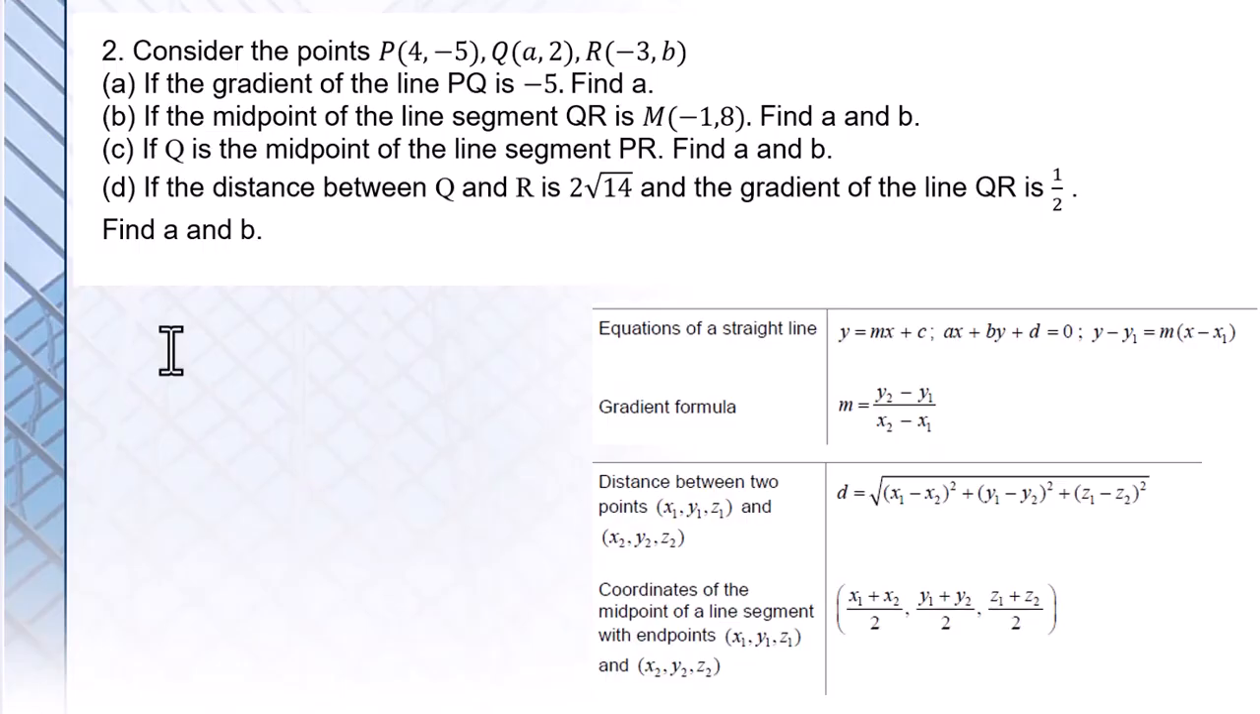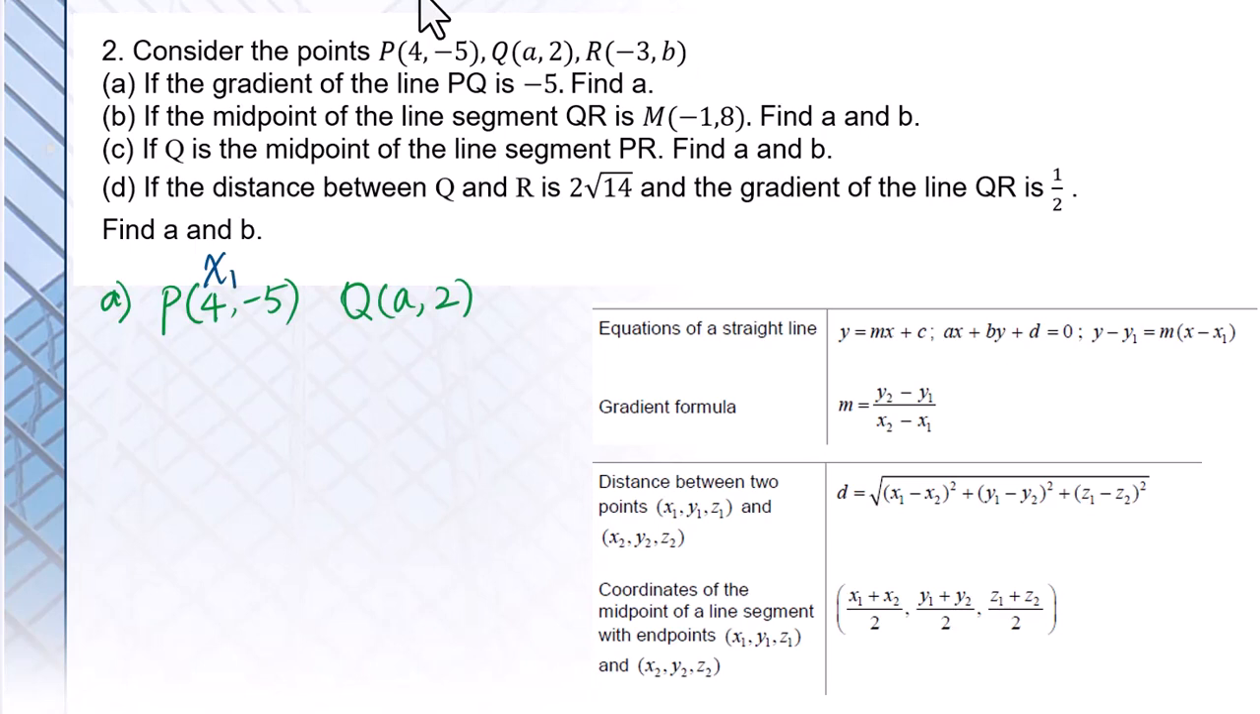This video is about how to use Nspire in the following question. Consider the points P(4, -5), Q(a, 2), R(-3, b). If the gradient of the line PQ is -5, find a.